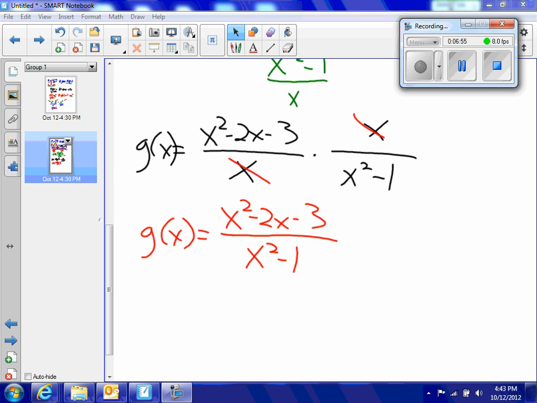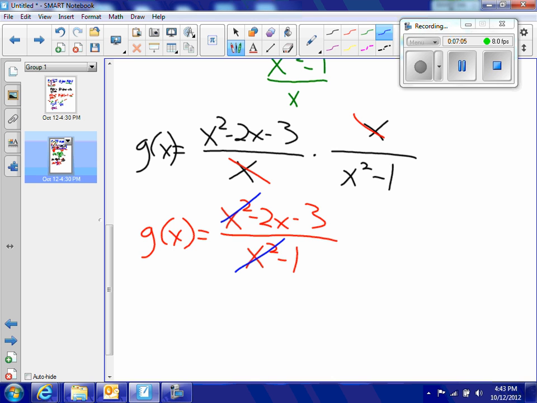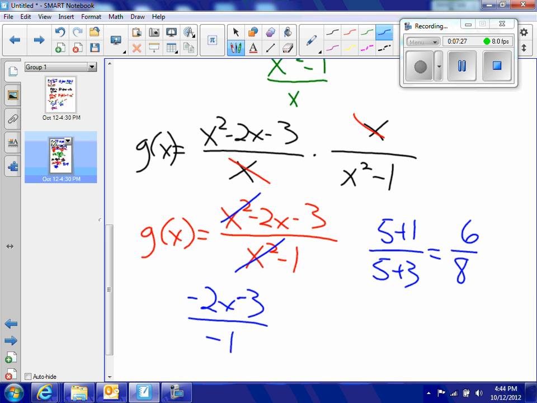This is an important juncture in the problem because a lot of people made the mistake of canceling the x squareds and winding up with negative 2x minus 3 over negative 1. But I have to ask a question. If I have 5 plus 1 over 5 plus 3, that is equal to 6 over 8, which is equal to 3/4.